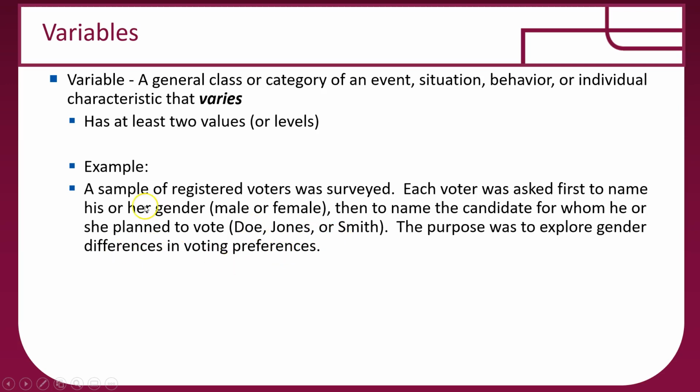So we have our first variable would be gender. And then we're giving the choices of male or female, though we call that the levels of the variable. And then the candidate for whom he or she plans to vote.